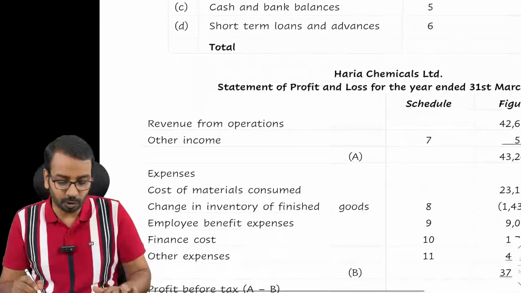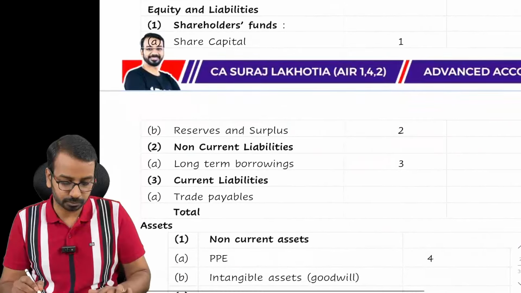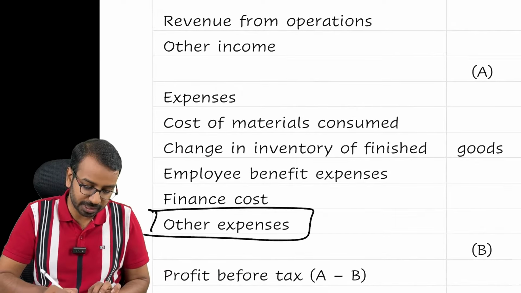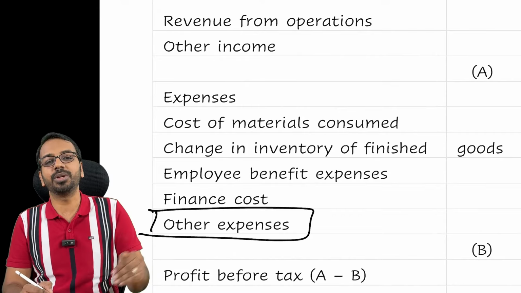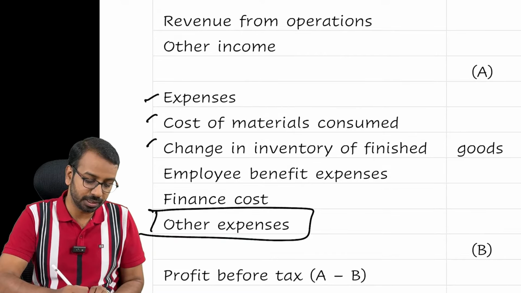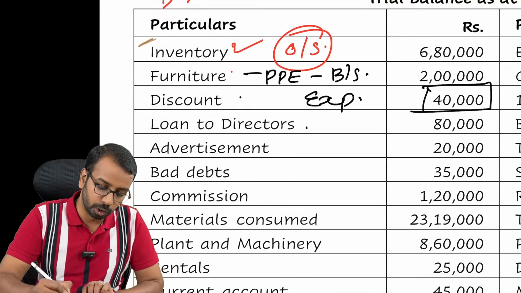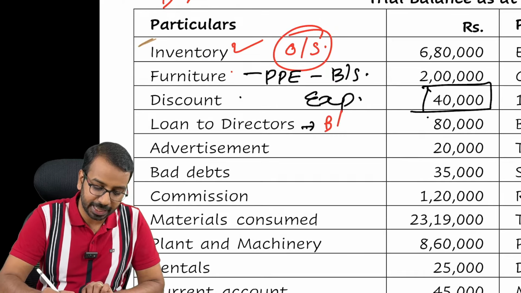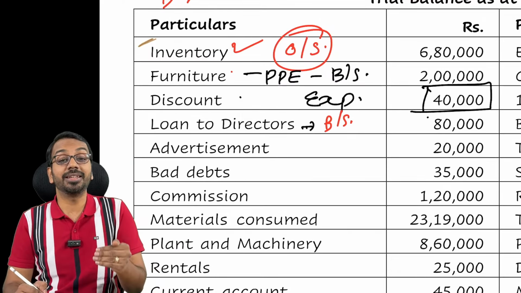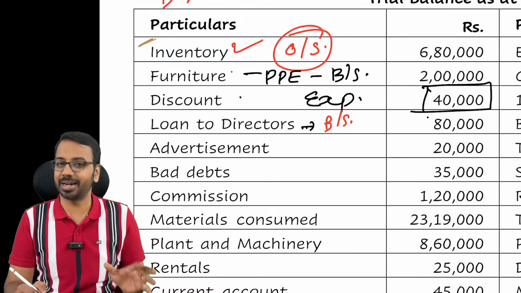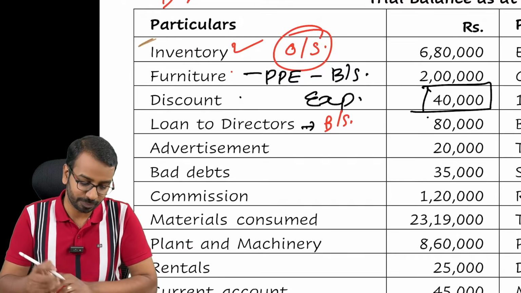Now, in the P&L format, you have the other expenses head, and this is where you will be showing all other expenses which don't fall in the other categories. Then loan to directors. Now, this loan to directors is a balance sheet item. And whenever there is a related party, now these directors are related party. We learn this in Accounting Standard 18. We have to make a separate disclosure.